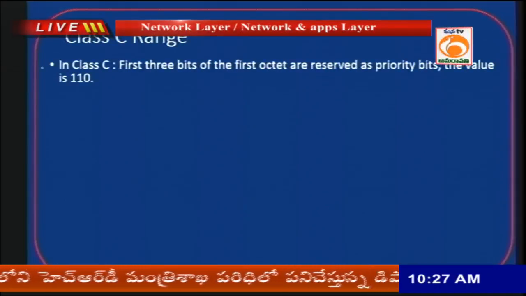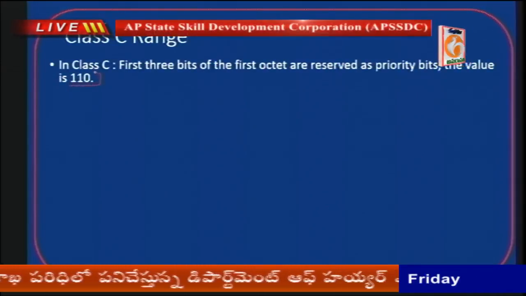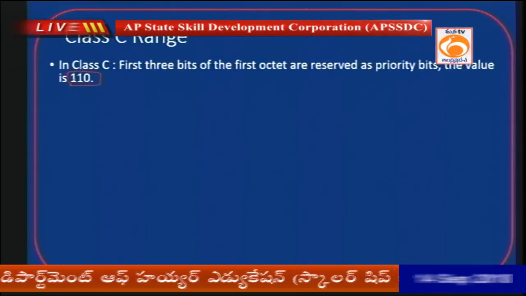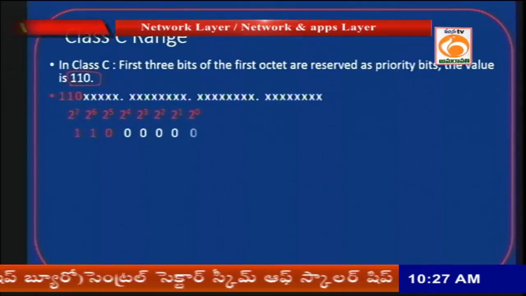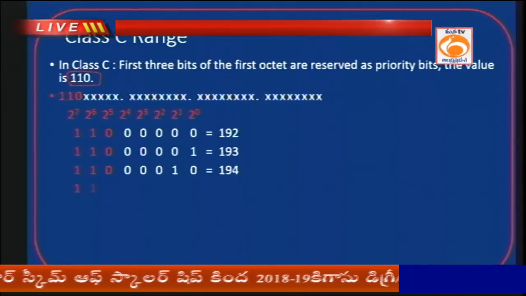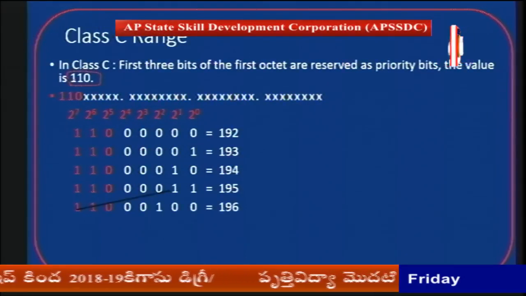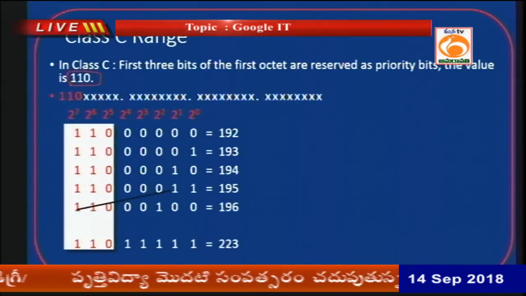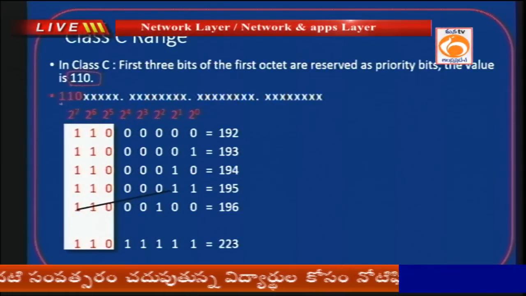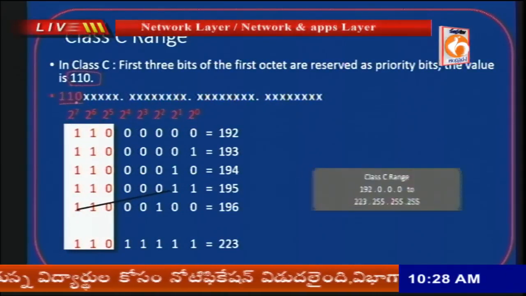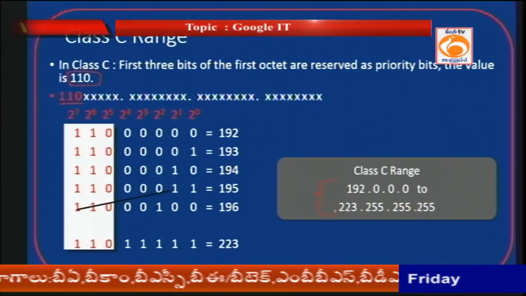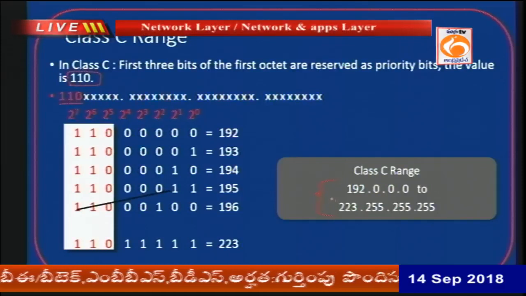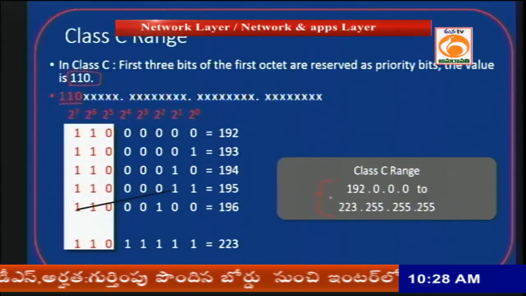We have class C, and for this class C, the priority bit values are 3 bits and they are 1, 1 and 0. Hence the priority bit, when you substitute in this, we get the values from 192 and then goes on till 223. This is the range for class C. So you can see the priority bits 1, 1, 0 are reserved, and the range of class C is from 192 up to 223.